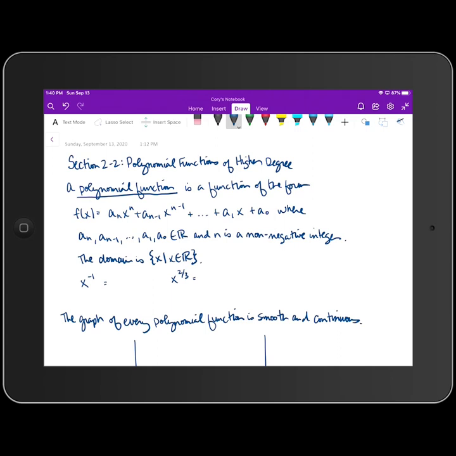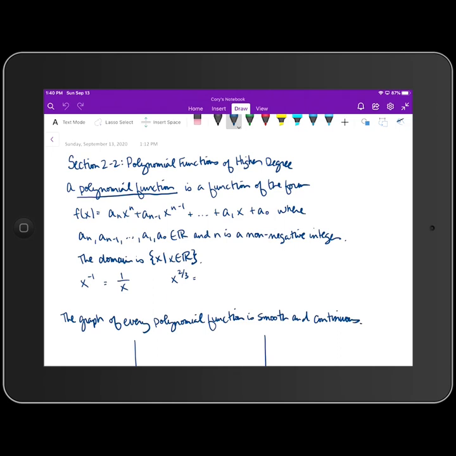Okay, so the reason we can't have negative integers as our exponent is if we have x raised to the negative 1 power, that term is not going to be a polynomial. X to the negative 1 power, we can rewrite that as 1 over x, and that is going to be a rational function, not a polynomial function.